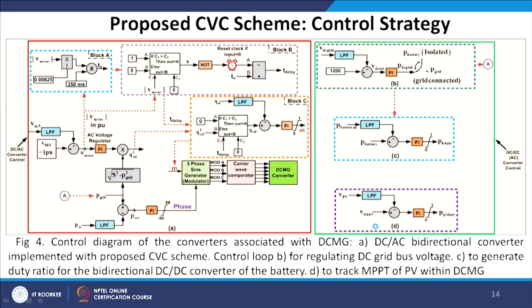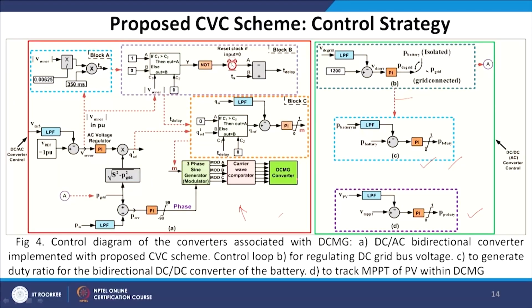I am not taking a lot of time here, but as a whole you can see that this is basically the DCSC bidirectional converter implemented with the proposed CPC scheme. Here we talk about the modeling for the DC grid bus voltage, the duty ratio for the bidirectional DC-DC converter of the battery, and the final one talking about the MPPT tracking of PV within the DC microgrid. So, you can see different control algorithms or strategies being developed to execute the proposed case study.